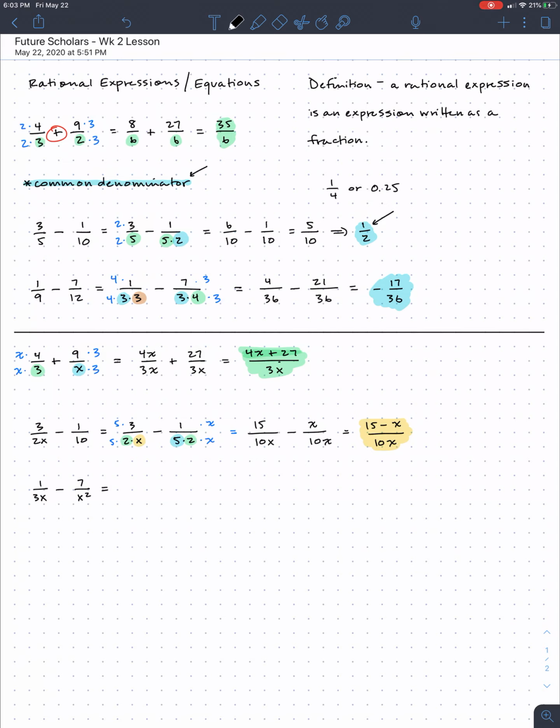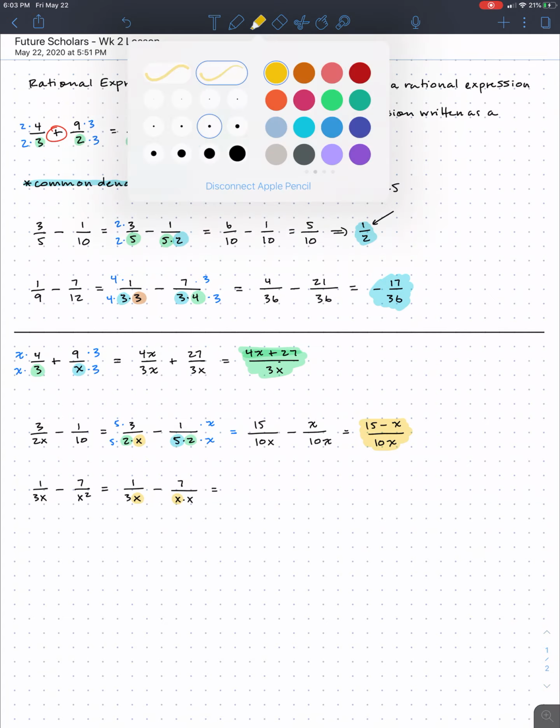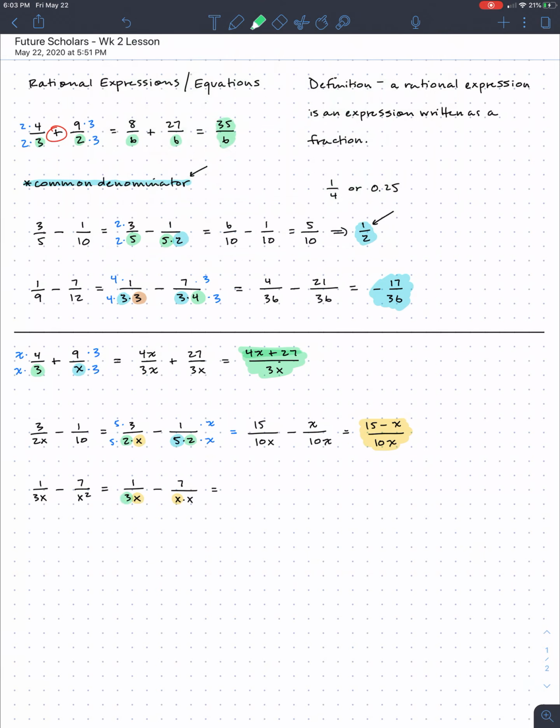Okay, so here's what we got. 1 over 3x, minus 7 over x squared. So x squared is the same thing as x times x. And now when I go in and I see what's common, well, they both have an x in common. But this guy's got a 3, and this guy's got an extra x. So what do we need? Well, this guy needs that extra x, and this guy needs a 3.